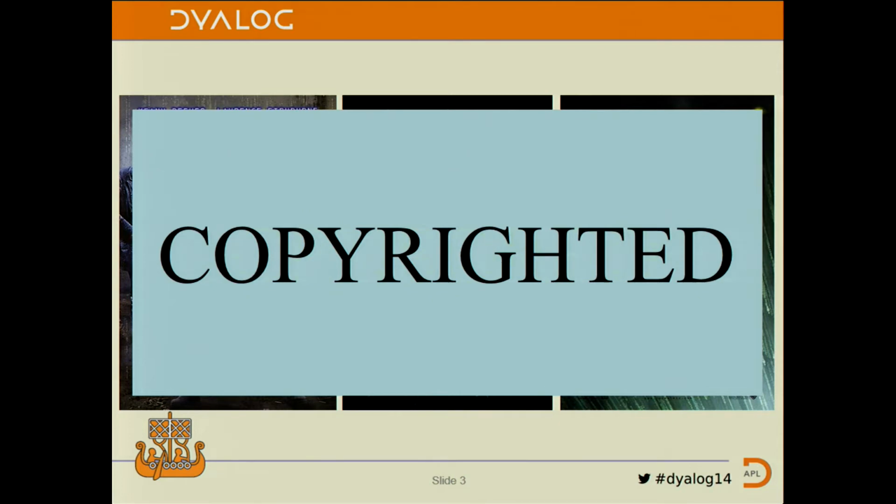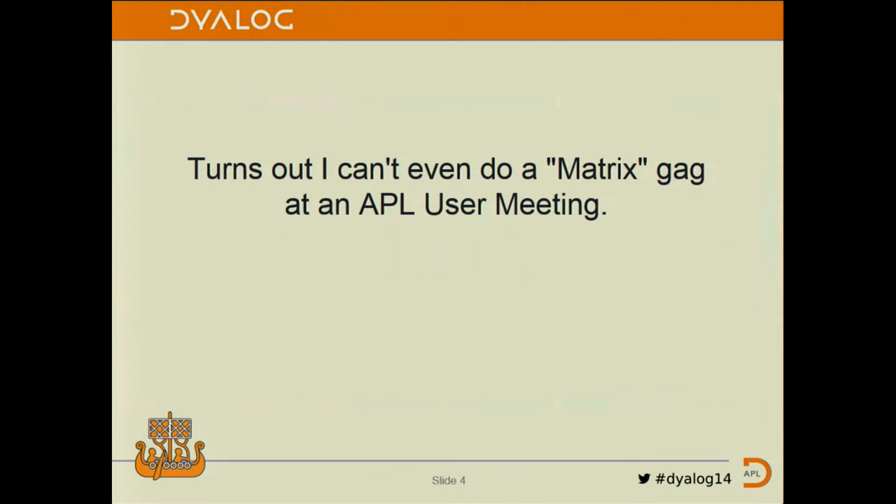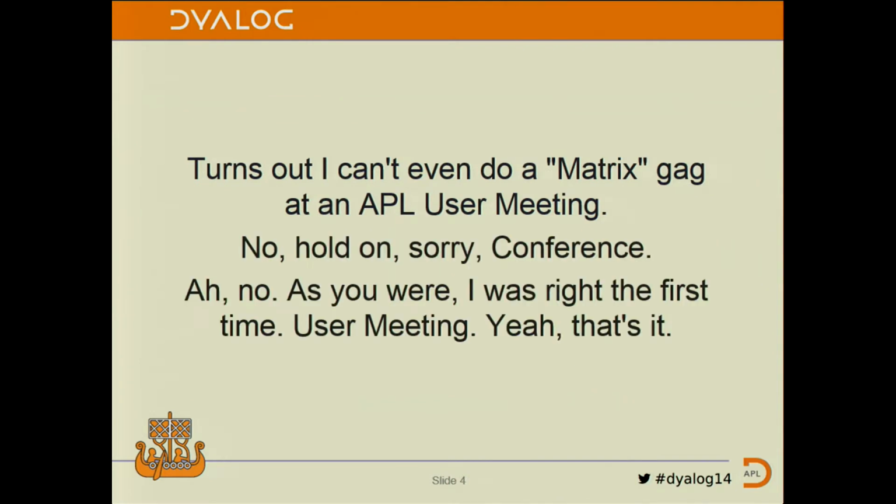I can't tell you what that is. It's all copyrighted stuff. These pictures, it doesn't say Keanu Reeves up there. I was going to say Samuel L. Jackson, but that's an old joke. That's the wrong fella anyway. So it turns out, of all places, I can't even do a gag about a matrix at an APL user meeting, conference, whatever it is.